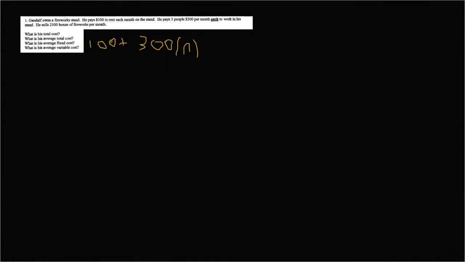And so total cost is both the implicit and explicit costs, but we're not told any implicit costs, so we're just going to assume that the total cost is this information that we're given. So this is total cost. So n in this case is going to be 3. So the total cost will be $1,000. And that's it.